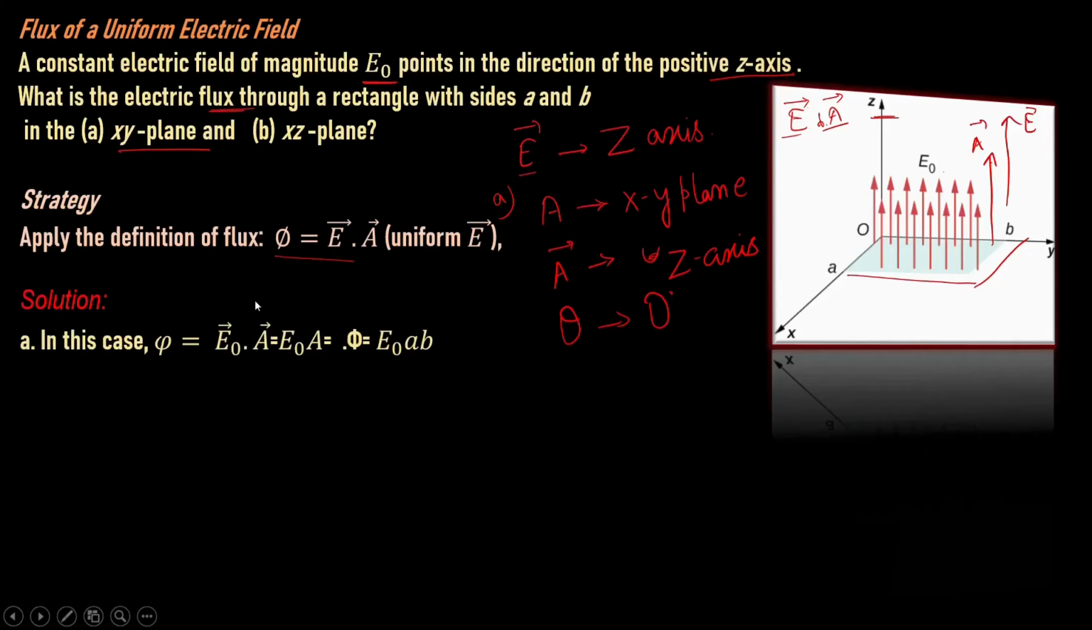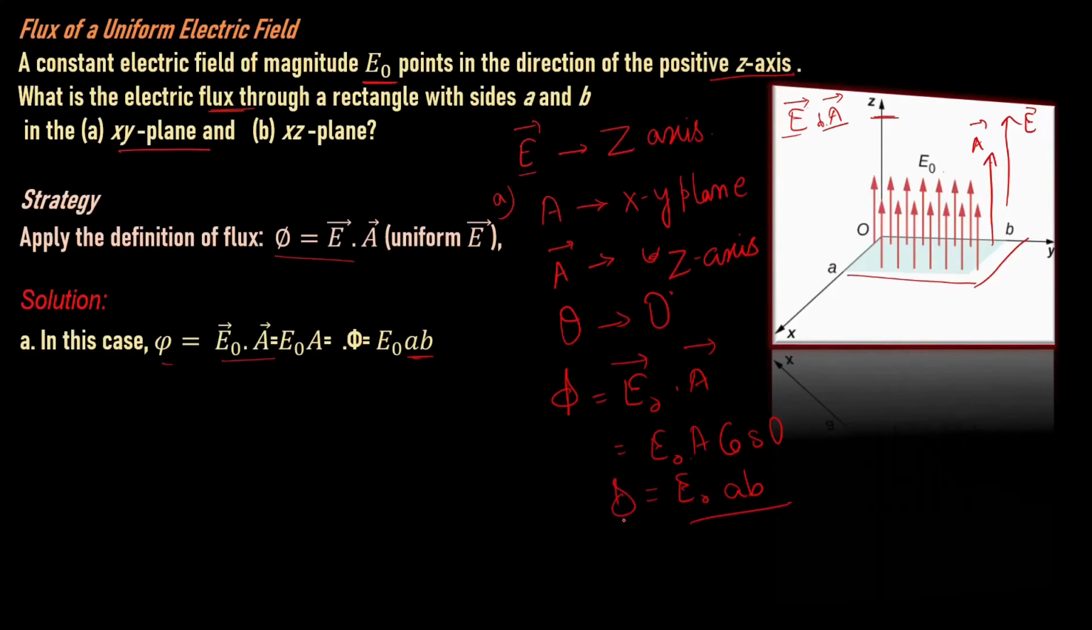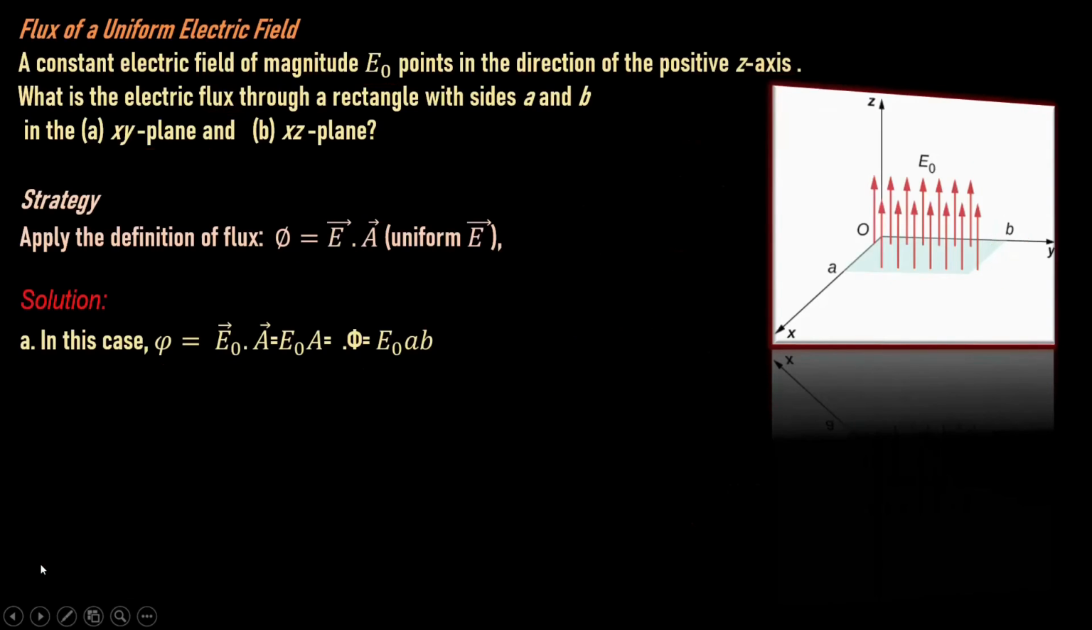Now, in solving, we again apply the definition of the flux. The flux is the integral of E naught dot dA. If we solve it, flux becomes E naught dot the area vector, and on opening the dot product we get E naught A cos 0 degree. We know that the value of cos 0 degree is 1, so it becomes E naught A. The area is A into B, that is length into breadth. So this is the value of the flux for the plane lying in the XY plane. This is the flux for the first situation, when the area lies in the XY plane.